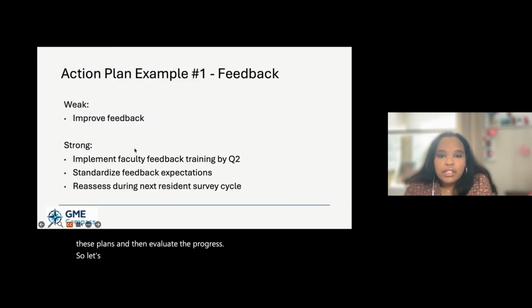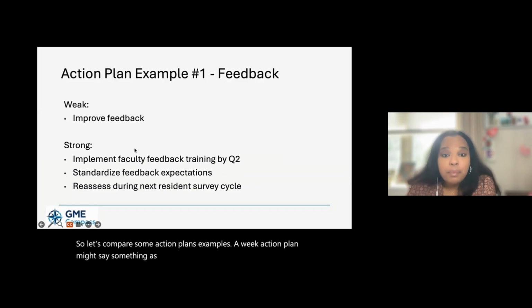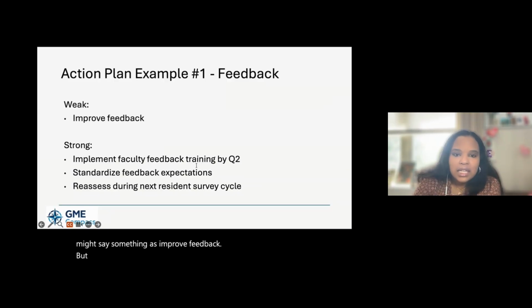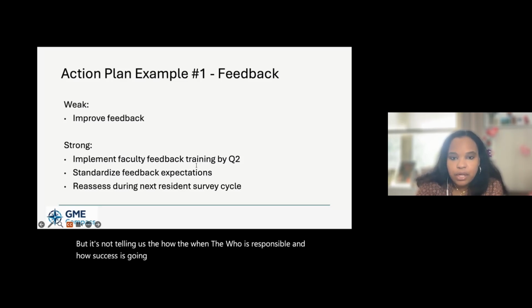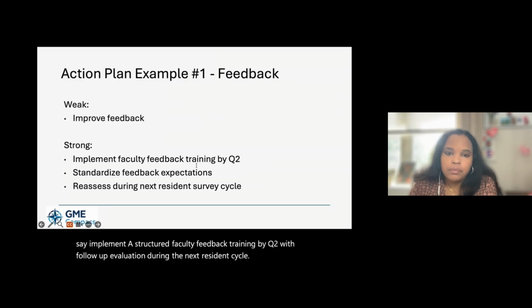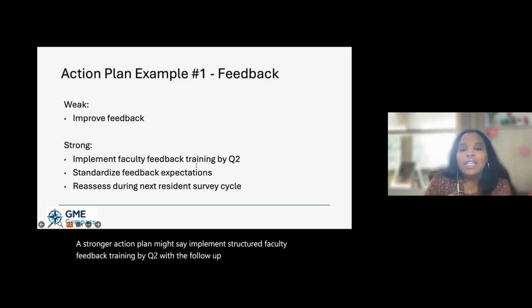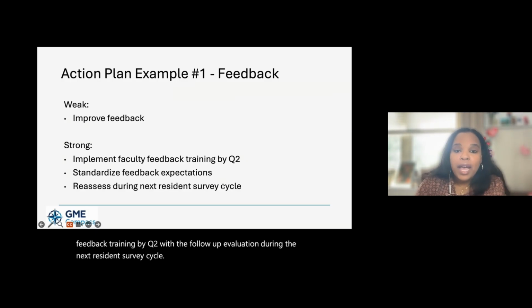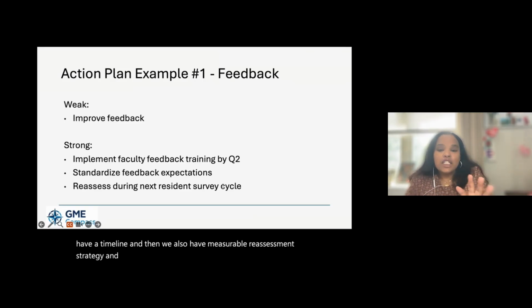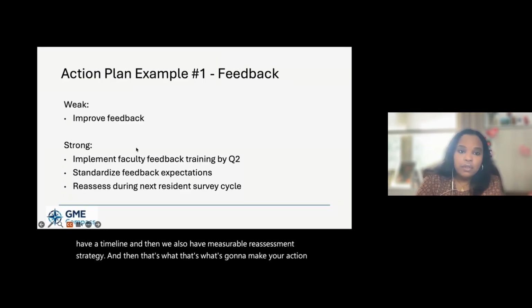So, let's compare some action plan examples. A weak action plan might say something like "improve feedback," but it's not telling us the how, the when, the who is responsible, and how success is going to be measured. A stronger action plan might say "implement structured faculty feedback training by Q2 with a follow up evaluation during the next resident survey cycle." So now we have a specific intervention, we have a timeline, and we also have a measurable reassessment strategy. And that's what's going to make your action plan meaningful.